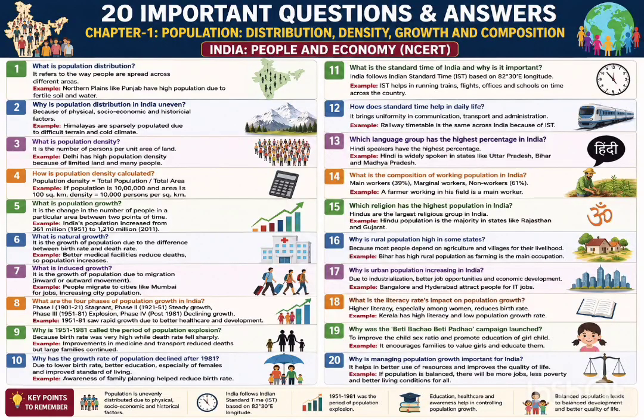For example, unpaid household labor and caregiving in rural joint families are not captured in conventional economic work metrics. Next question, what are the core objectives of the Beti Bachao Beti Padhao campaign launched in 2015?